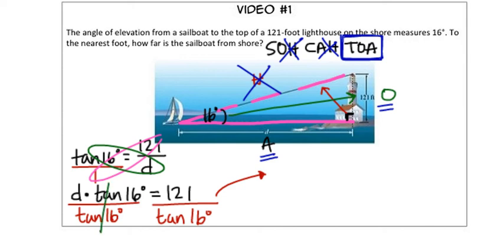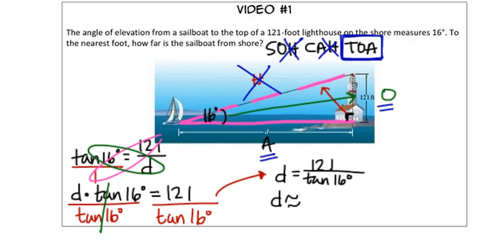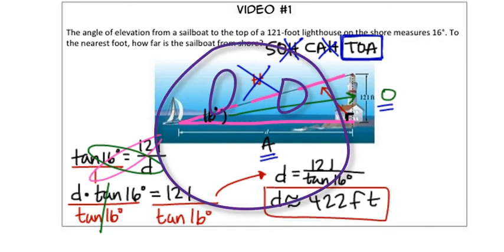So what we're left with is D equal to 121 divided by tangent of 16 degrees. From here we can take our calculator and do 121 divided by tangent of 16, but make sure that you are in degree mode. From here we get D to be approximately equal to 422 feet. And there you have it.